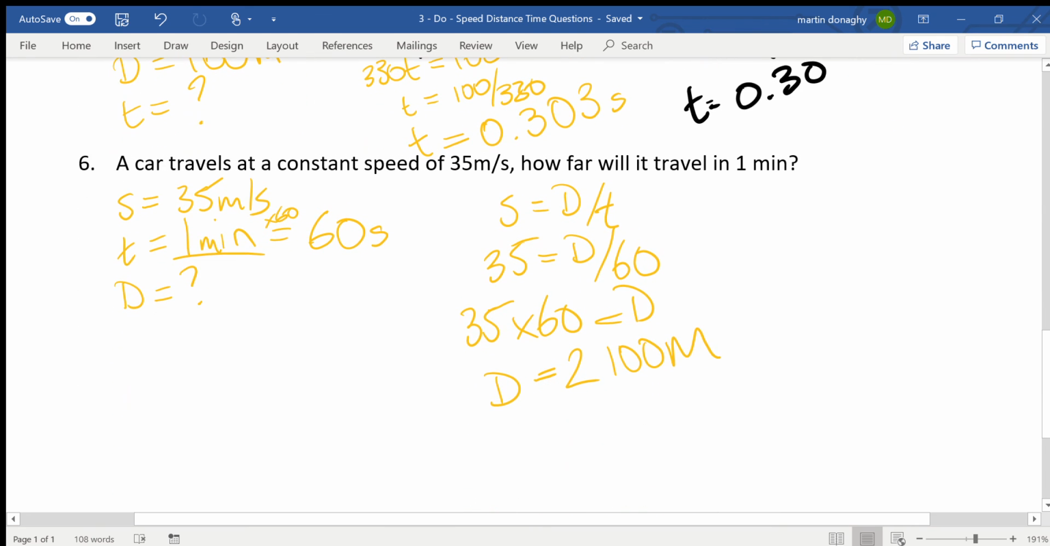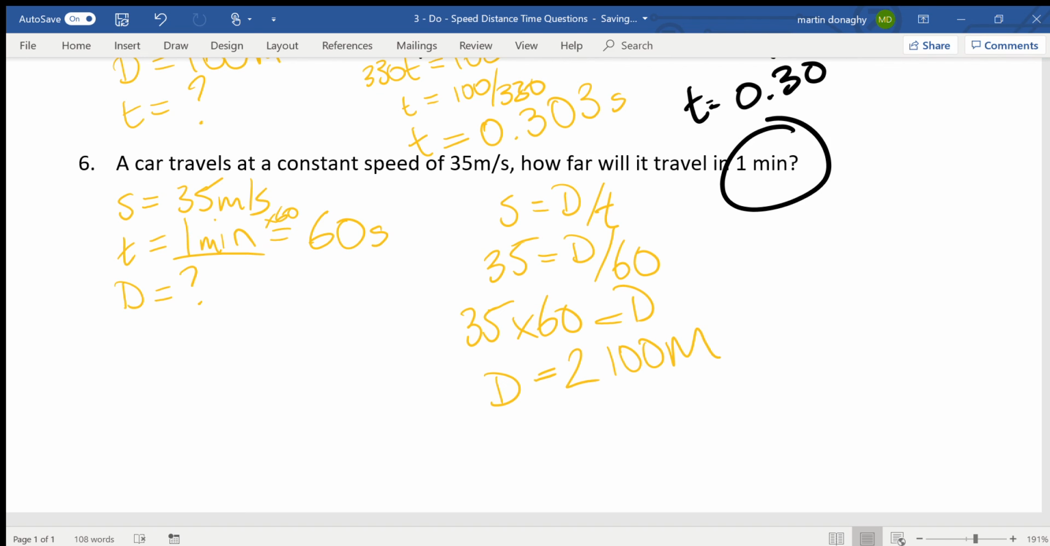Last one, a car travels at a constant speed of 35 meters per second. How far will it travel in 1 minute? Once you get used to physics, it's this kind of thing you'll spot very, very quickly. This is meters per second, and we're given a time in minutes. Those two things are not compatible. If we're using meters per second, our time needs to be in seconds. So the first thing we have to do is multiply by 60 to get our minutes into seconds. Then, just the normal thing, speed equals distance divided by time, put in your values, multiply both sides by 60 here to get the distance by itself, gives you a distance of 2,100 meters.